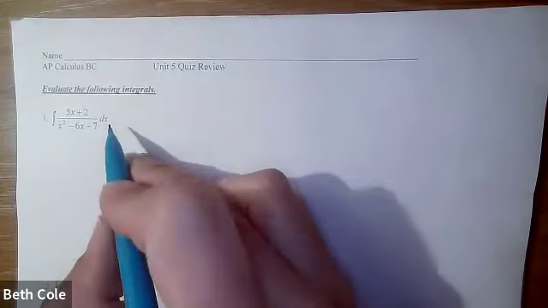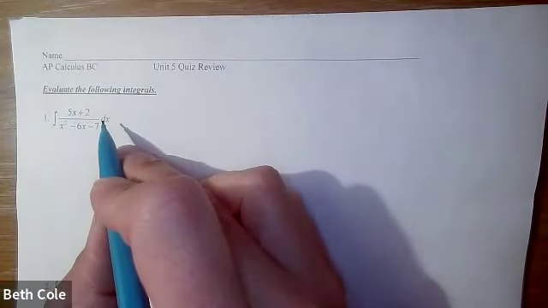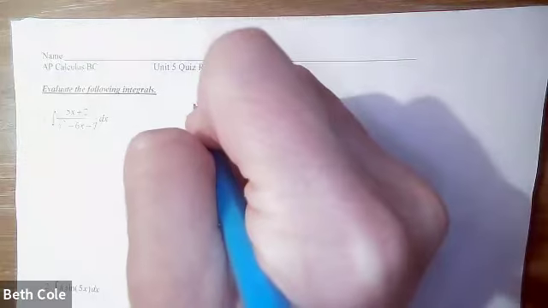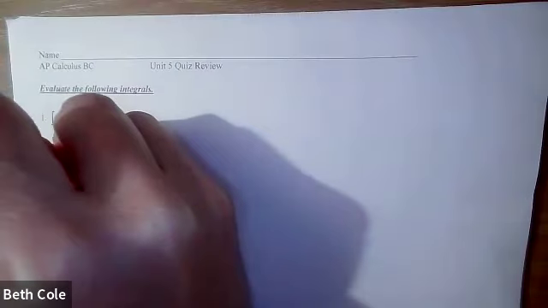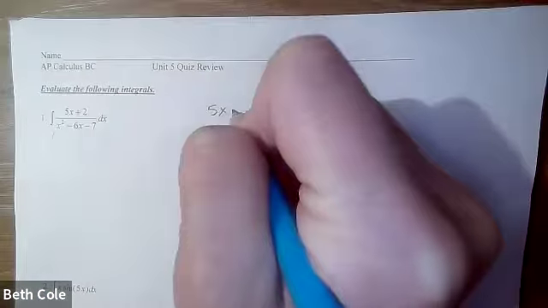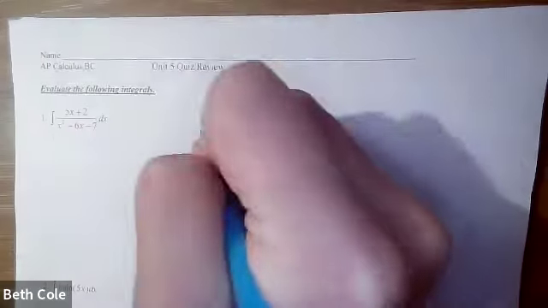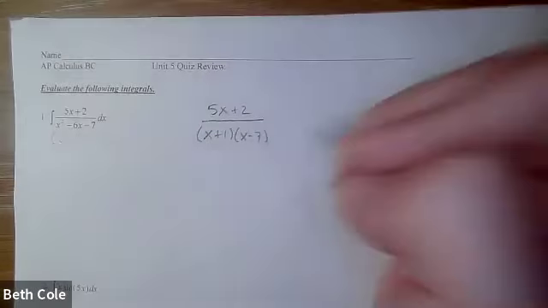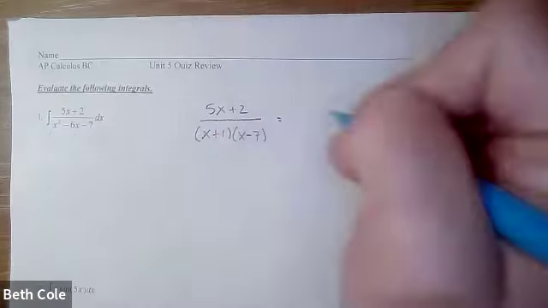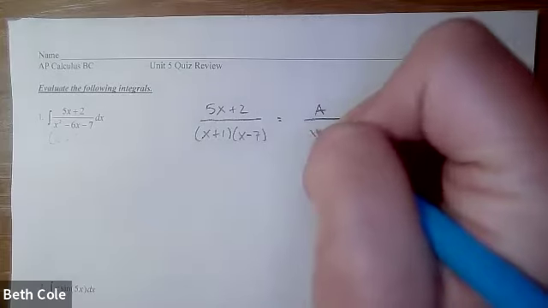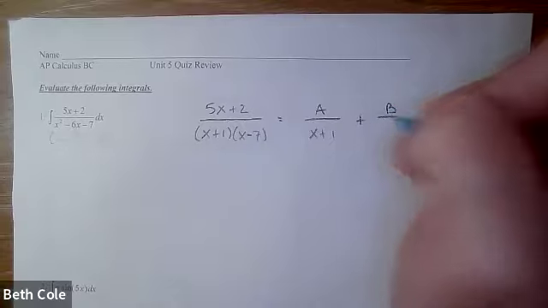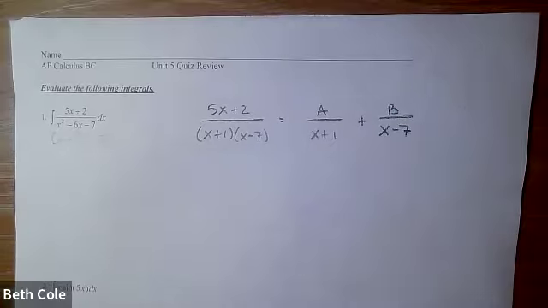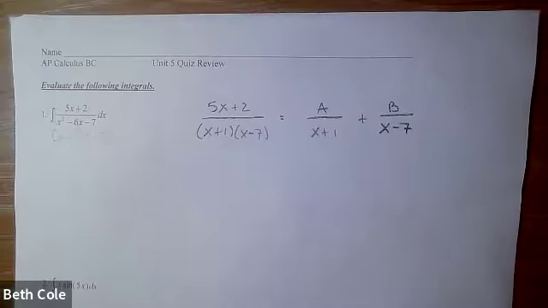All right, this first one looks like it needs to be partial fractions, so I'm going to start by factoring the denominator. It's going to be x plus 1, x minus 7. So I'm going to just do a margin problem sort of off to the side here. I guess I could have just written this here and I wouldn't have needed to write it there, but oh well. And we're going to make this be a over x plus 1 plus b over x minus 7. And it's just going to be a whole big lot of algebra.